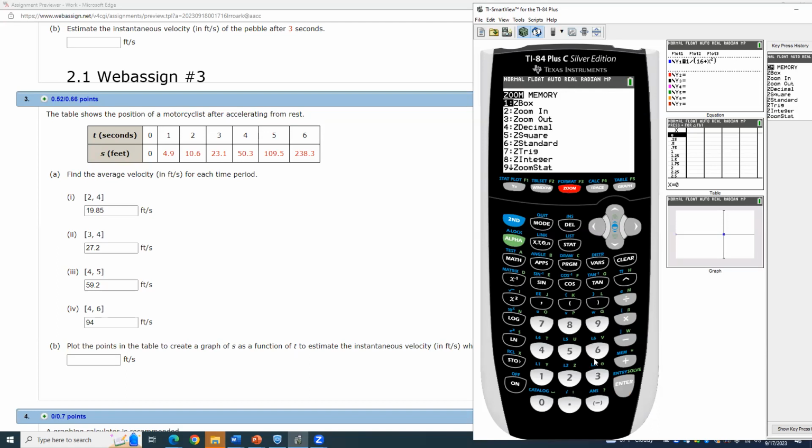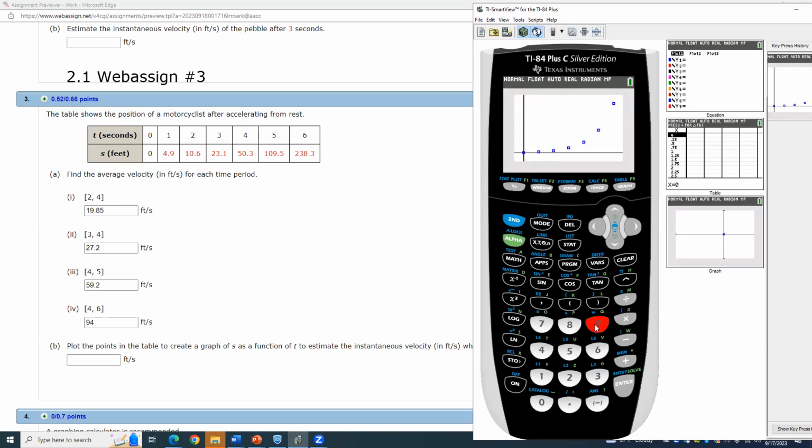To turn the plot on, you go to y equals, and then you push enter on Plot 1. That'll make sure that whatever you have in the list is actually plotted. Okay, so once we have a graph of this, I plotted the points in the table to create a graph, and now they want me to calculate the instantaneous velocity when t equals 3.